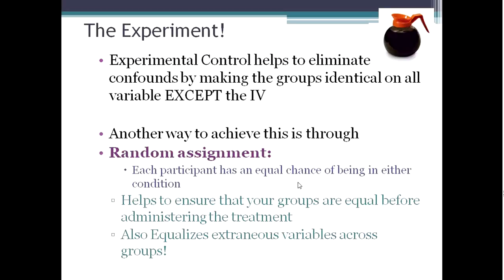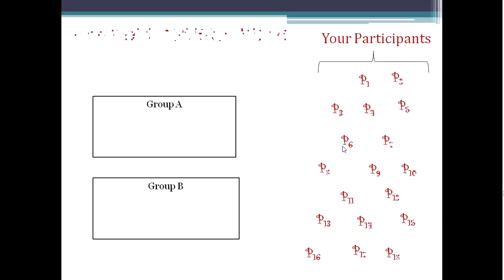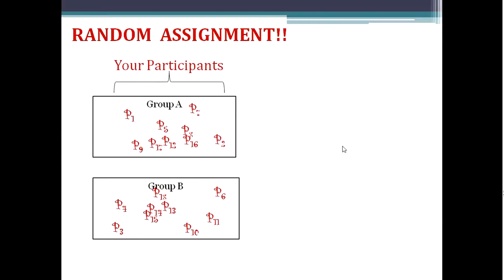But what's really cool about random assignment is that it ensures that all groups are equal before the treatment. It equalizes extraneous variables across groups. So, for example, if we have these 2 groups, and we have all of these participants over here. And, some participants got a good amount of sleep the night before. Some participants didn't. Some participants are smarter on average. Some participants are less intelligent on average. What happens when we randomly assign these people to groups is that we equalize these variables across groups.